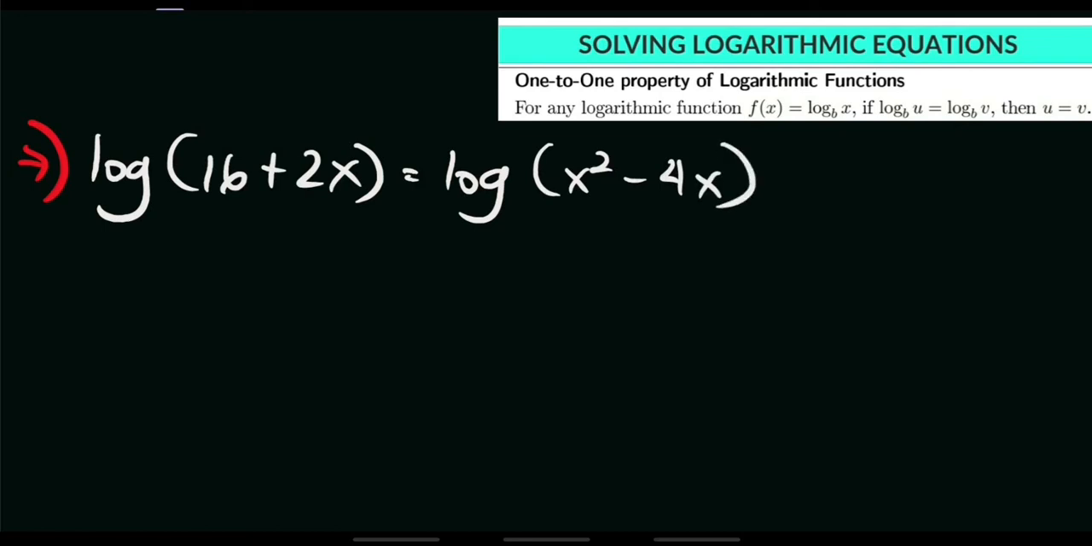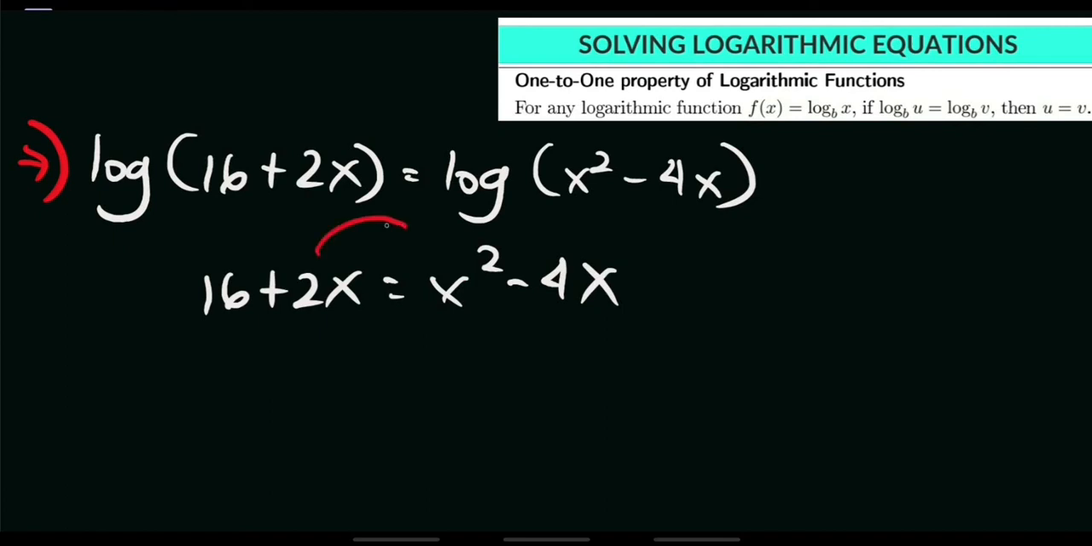Again, same procedure: common logarithm, common base, apply the one-to-one property. Just equate the value of u and v. So the value of u we have is 16 plus 2x, and the value of v we have is x squared minus 4x. Our next step is to combine like terms, or simply write this given expression into its standard form, okay? So I think I need to move the value of 2x and the value of 16. Let's subtract 2x both sides, and let's subtract 16 both sides.